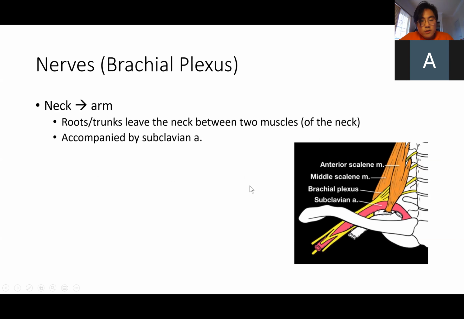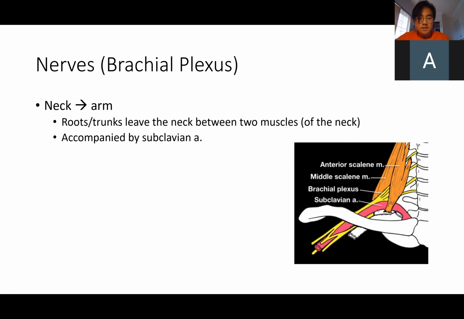So we know that the brachial plexus innervates all of the arm, right, brachial. But it starts in the spinal cord. So how does it go from the neck to the arm? Well, it travels through the neck muscles, the anterior scalene and the middle scalene. So you don't even know about the neck muscles yet.